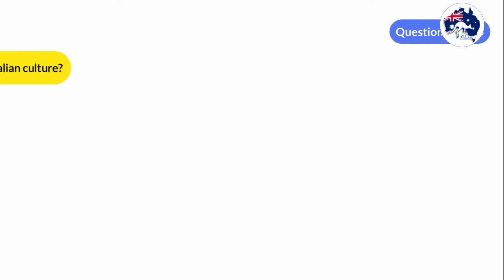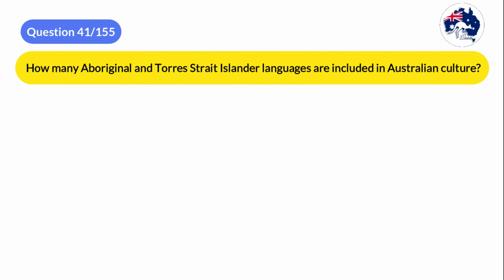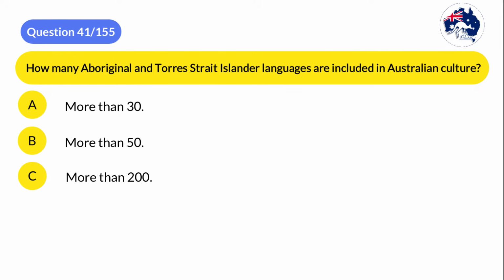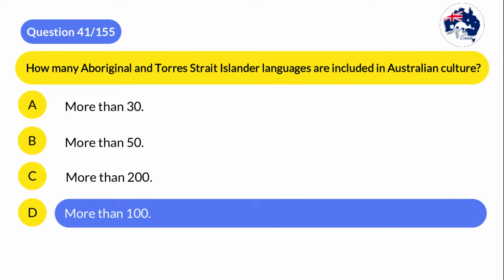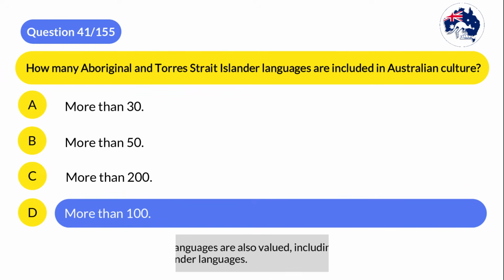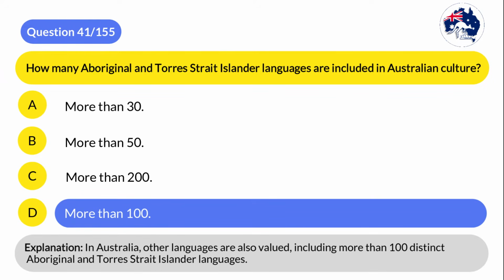Question 41. How many Aboriginal and Torres Strait Islander languages are included in Australian culture? A. More than 30. B. More than 50. C. More than 200. D. More than 100. The correct answer is D. More than 100. Explanation: in Australia, other languages are also valued, including more than 100 distinct Aboriginal and Torres Strait Islander languages.